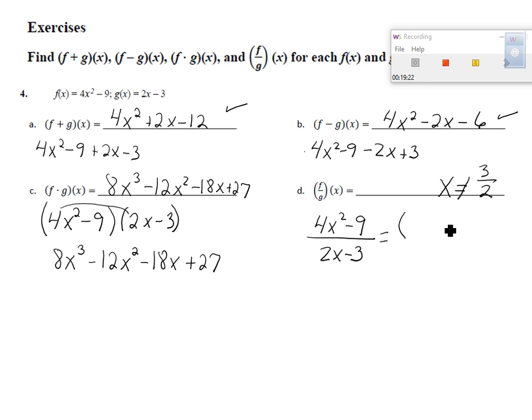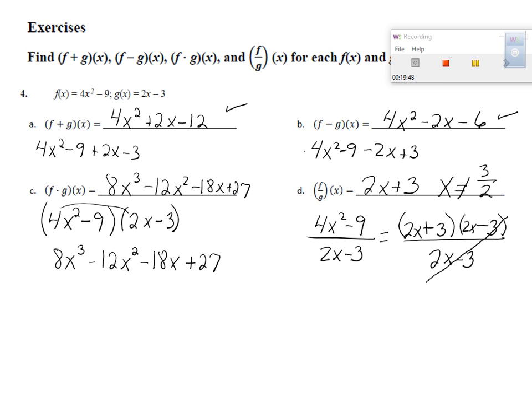4x squared minus 9 is a difference of squares. So I'm going to have a plus and a minus, a 2x and a 2x, a 3 and a 3, and the denominator stays as 2x minus 3. Notice that there's a 2x minus 3 in common. Ending answer that I'm left with is just 2x plus 3. Okay?